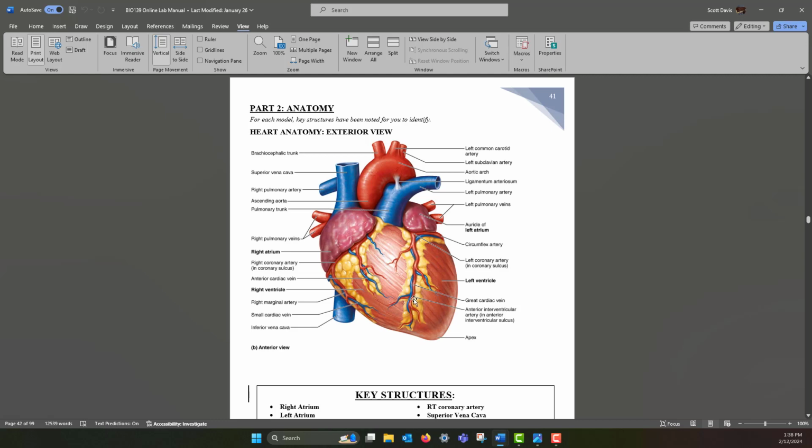Well, this guy right here, this is the left coronary artery, and the left coronary artery lies along the border between the two ventricles. Everything off to this side, our left, the heart's right, this is the right ventricle. Everything over to this side, our right, or the heart's left, this is the left ventricle. It comes to a point called the apex, and the apex points roughly towards your left hip.